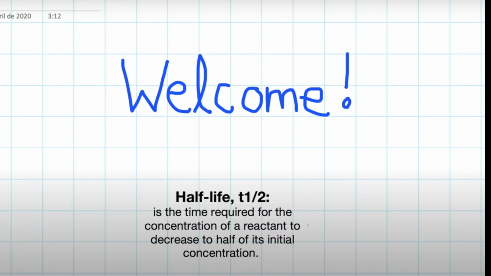In this video, we will learn how to derive halftime equations. But first, let's remember the definition of halftime. Halftime, or T1/2, is the time required for the concentration of a reactant to decrease to half of its initial concentration. Having said that, we can start deriving our halftime equations.